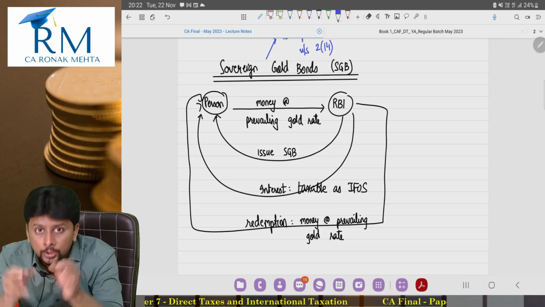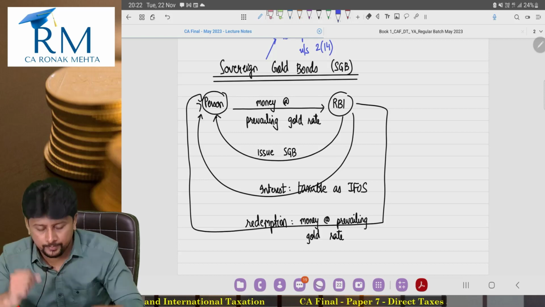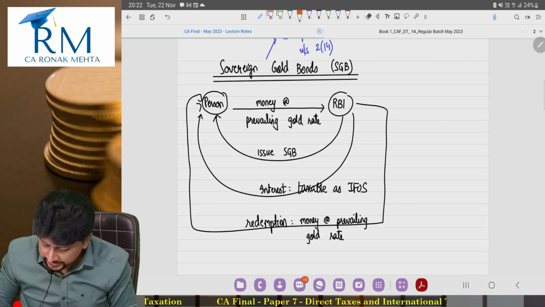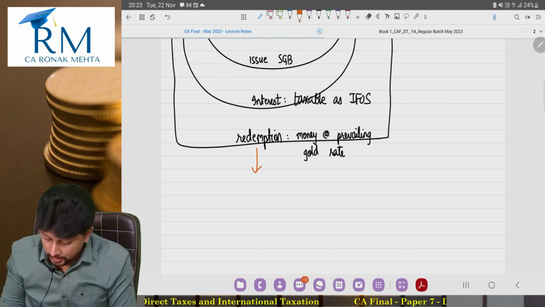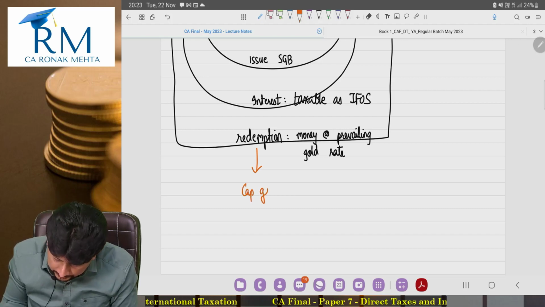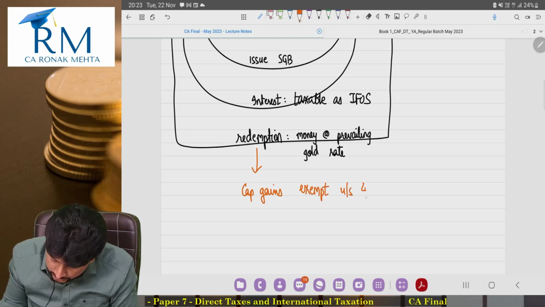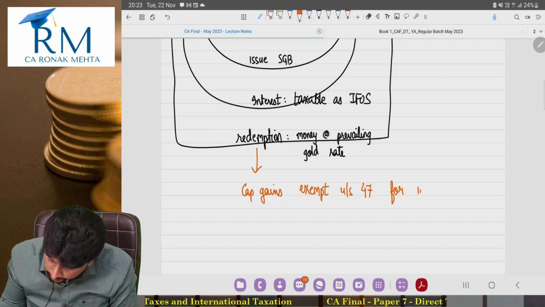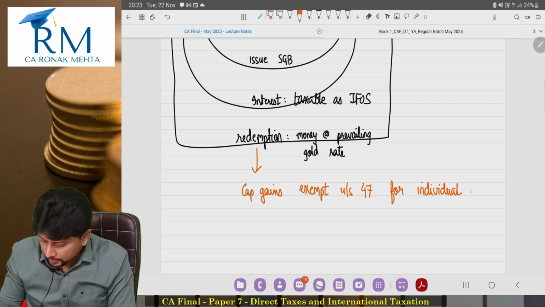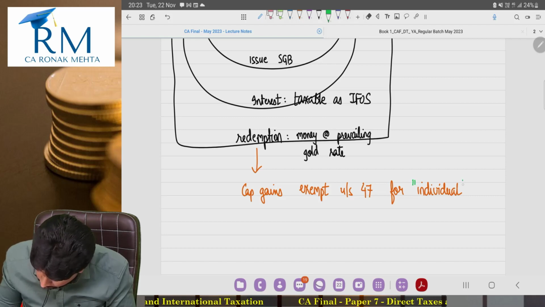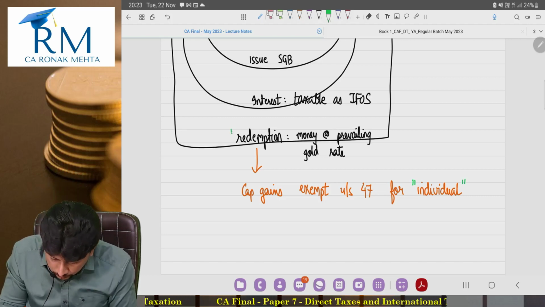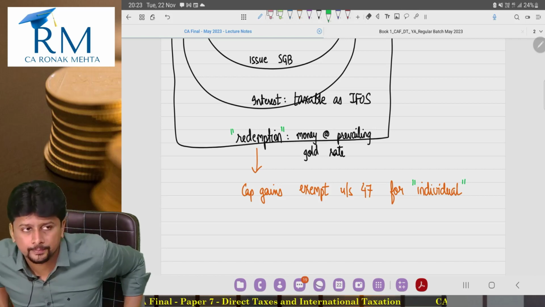And to make this thing more lucrative, what the government has done is, it has said, okay, on redemption, your capital gains will be exempt under section 47 for an individual. If you are an individual, then under section 47 on redemption, capital gains will be exempted.